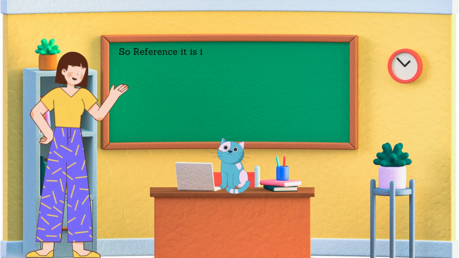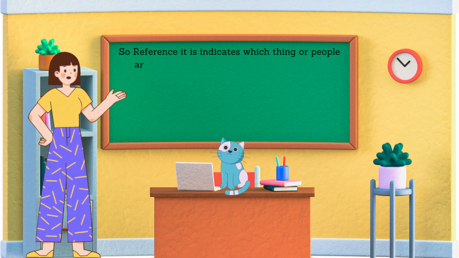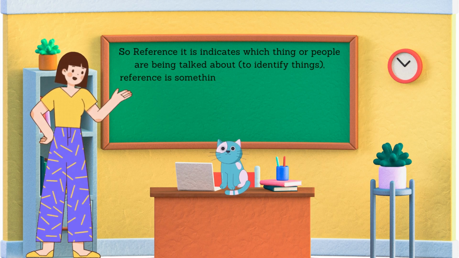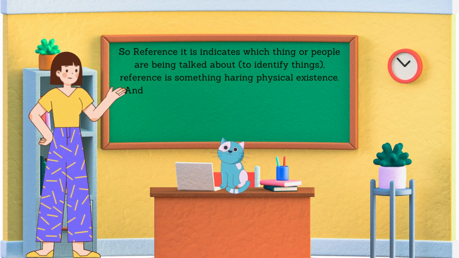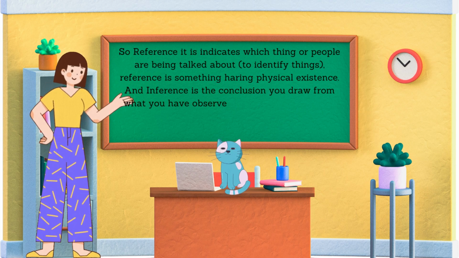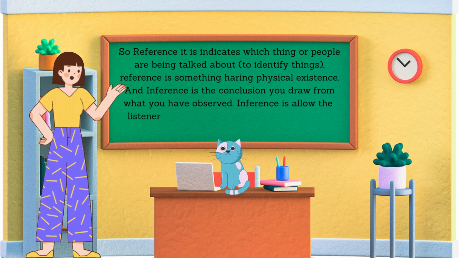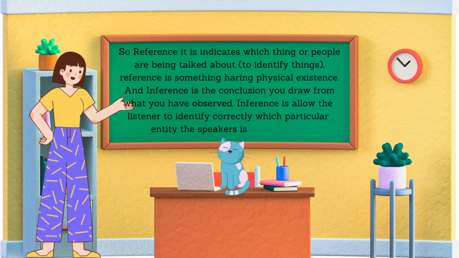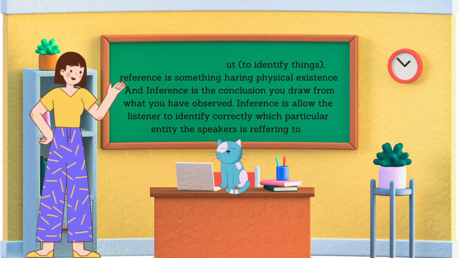So, reference indicates which thing or people are being talked about, to identify things. Reference is something having physical extents, and inference is the conclusion you draw from what you have observed. Inference allows the listener to identify correctly which particular entity the speaker is referring to.